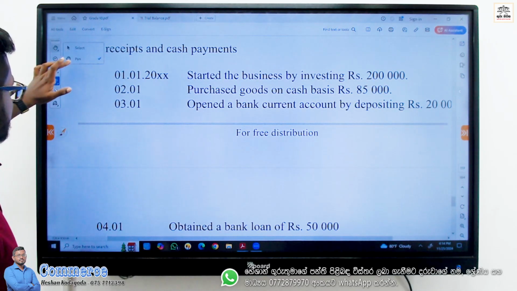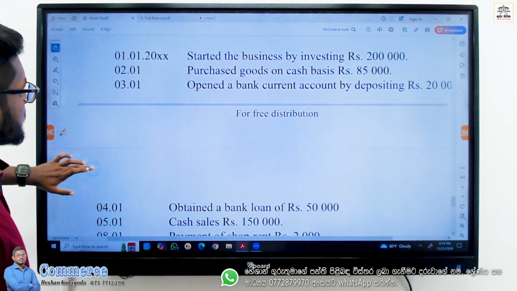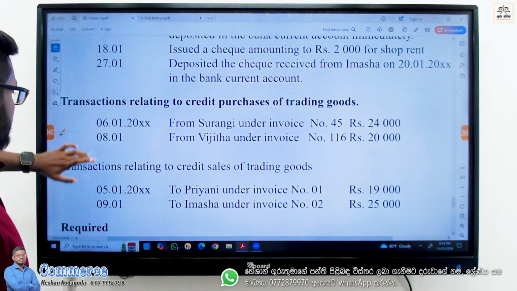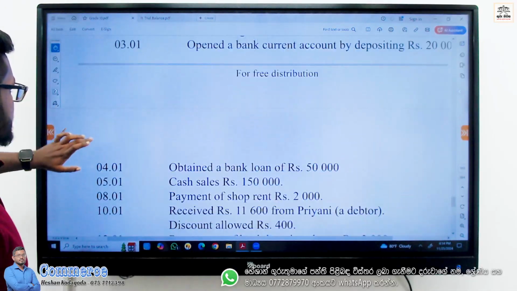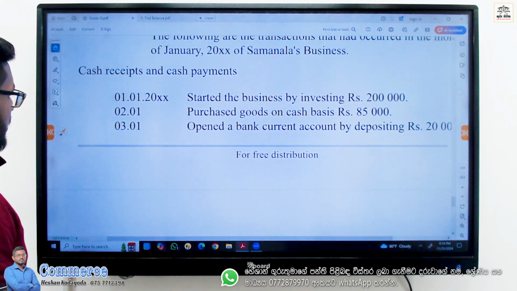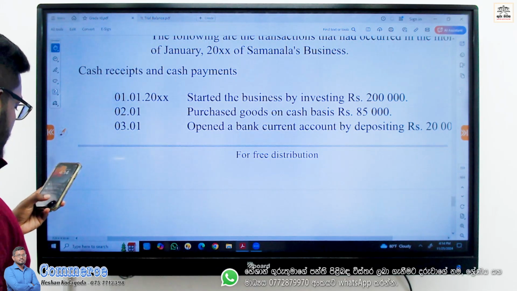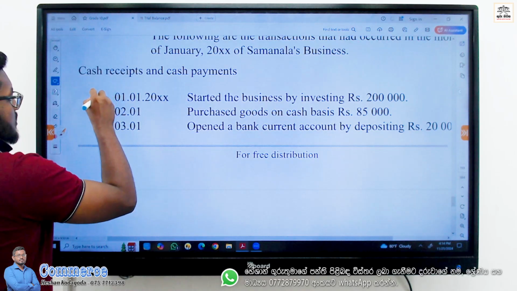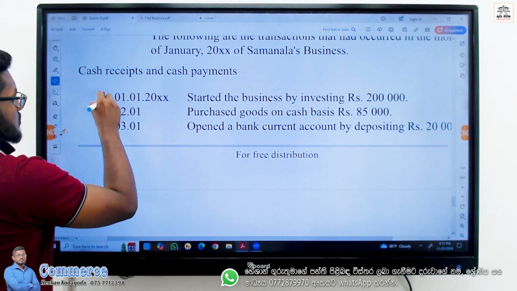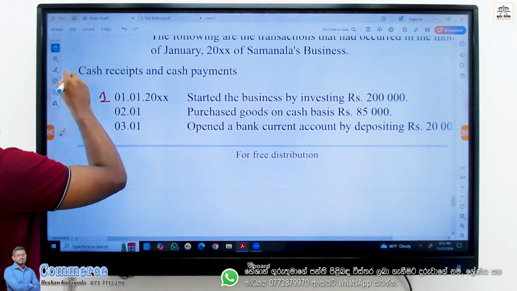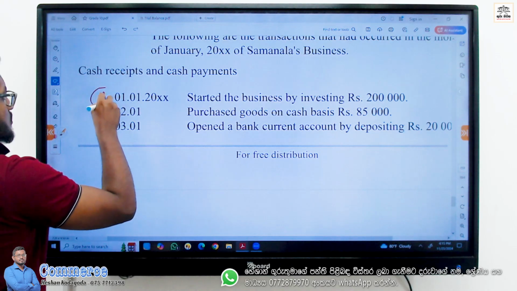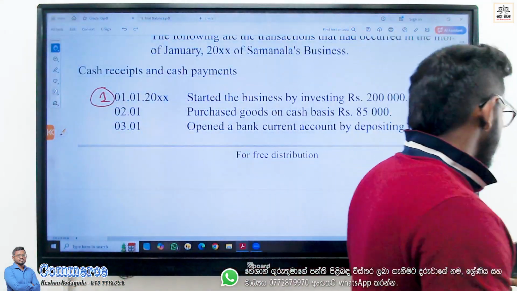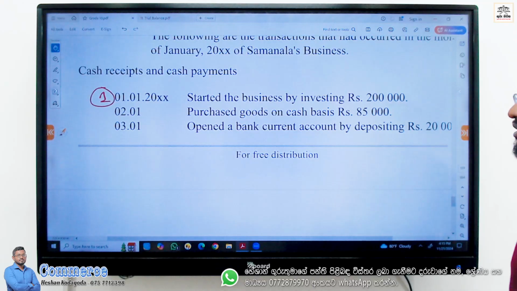First one. The first date is January 1st, right? There is only one January 1st transaction. So what do I do? I put number 1 here. This is number 1. The first transaction is number 1. Okay?